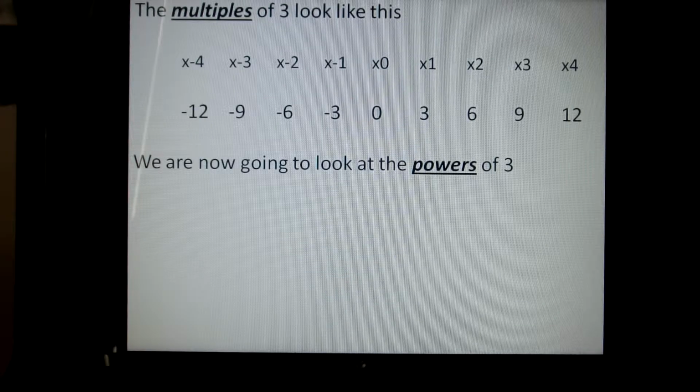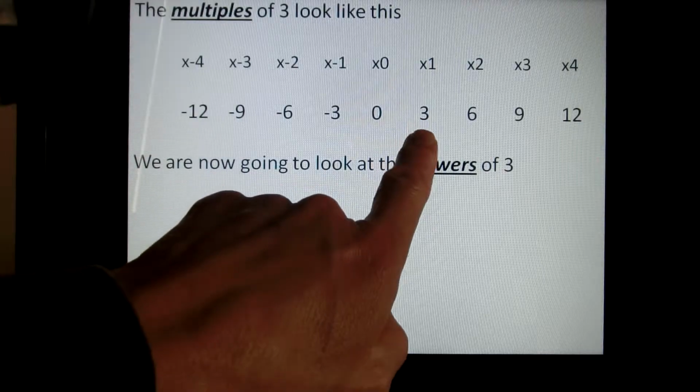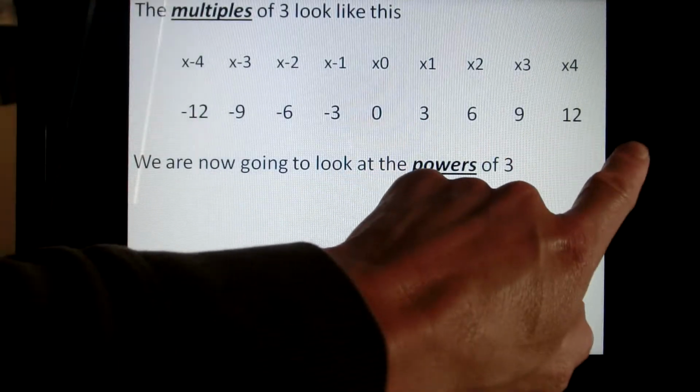So we have a short video lesson on powers and roots. Before we do, however, I just want to recap what the multiples of 3 look like. The multiples of 3 are 3, 6, 9, 12 and so on.